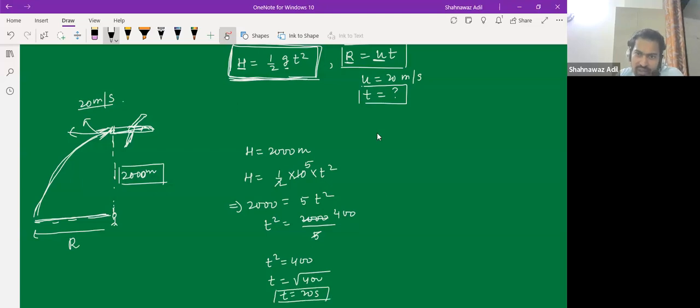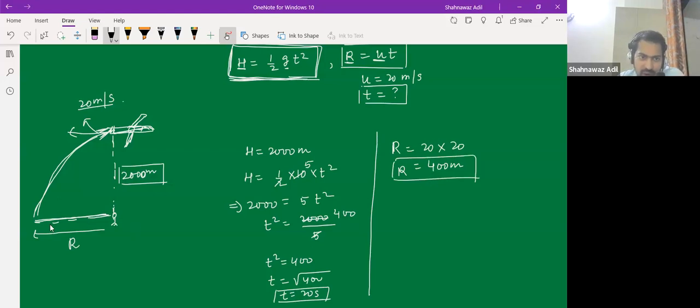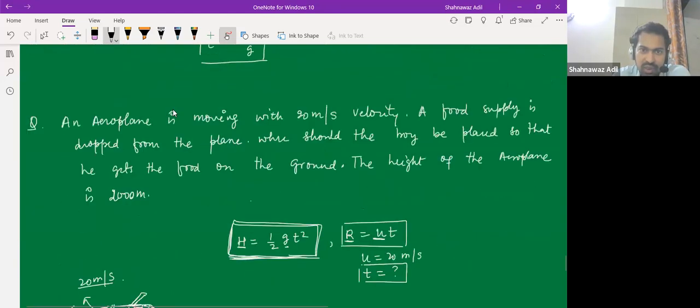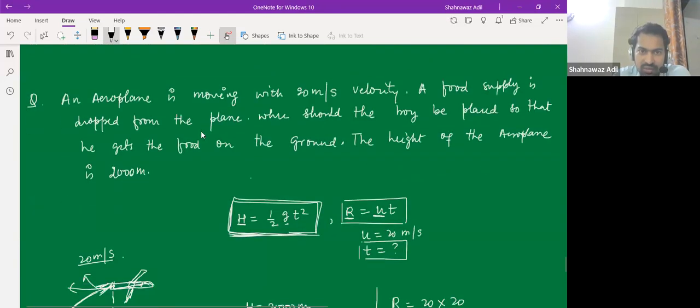So t is 20 seconds, which means that R is how much? R is 20 meter per second into 20 second, which is 400 meters. So the boy has to cover nearly half a kilometer to get his food. Is this clear? Yes, sir. Okay, so please note down the question and the answer.